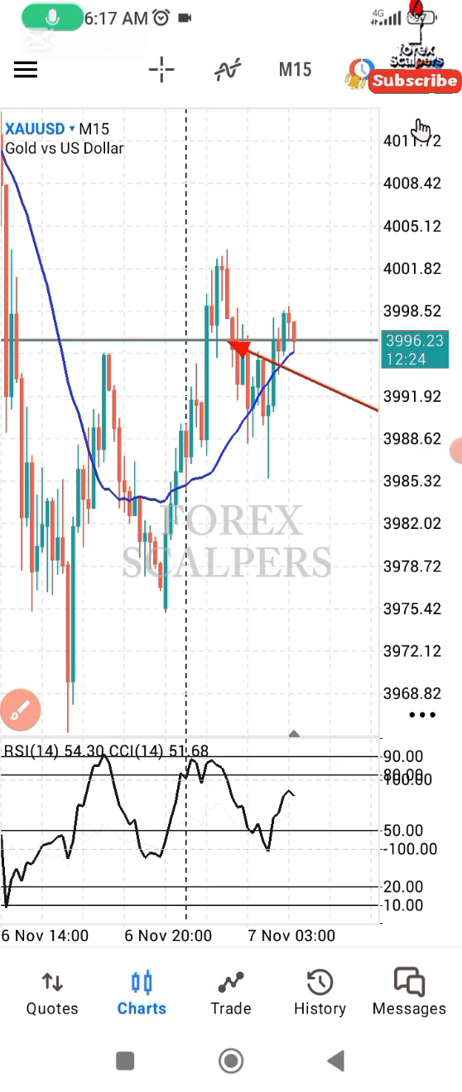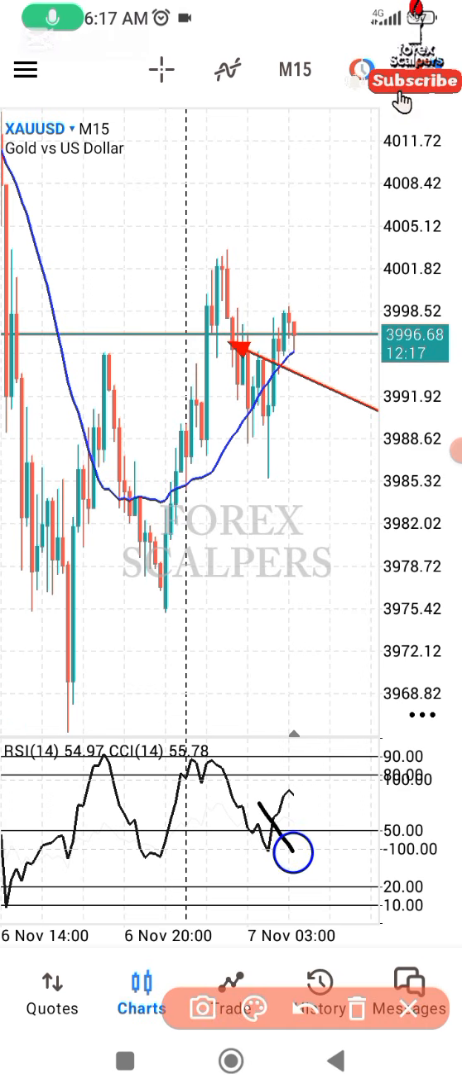Like in this scenario, we have already missed this entry. Look at this, CCI already crossed this, right? Then look at this candlestick pattern. We have this pin bar. So this would have been our buy entry.